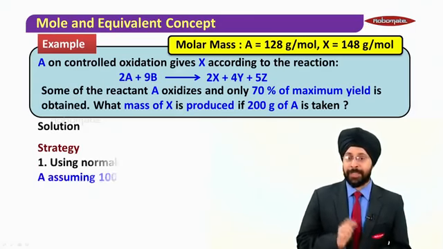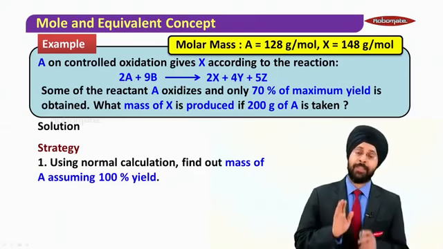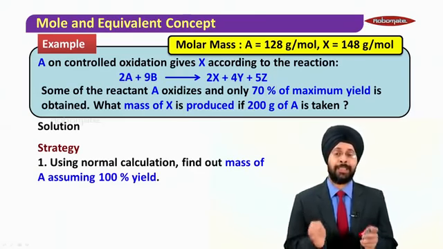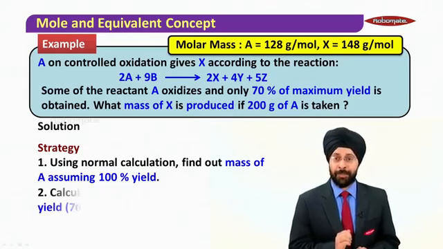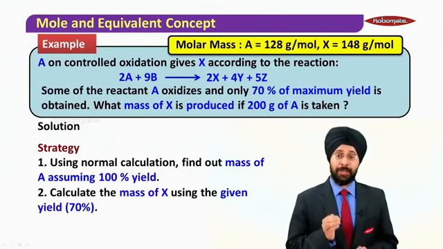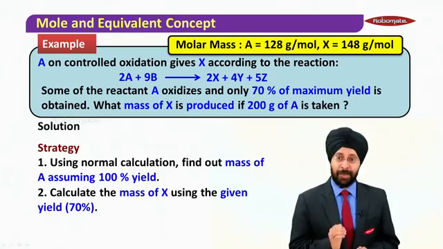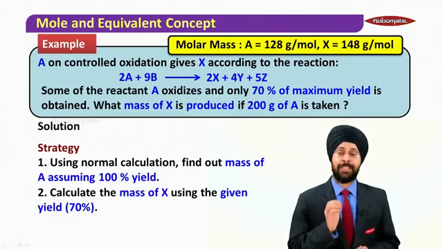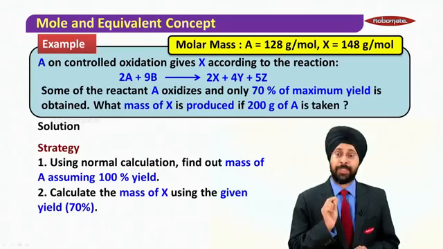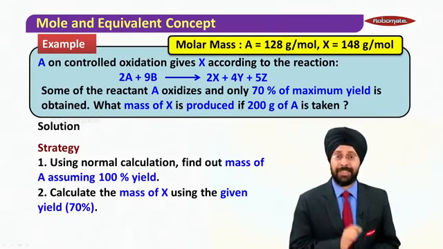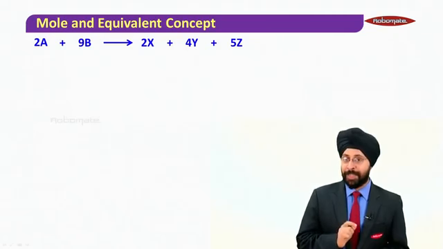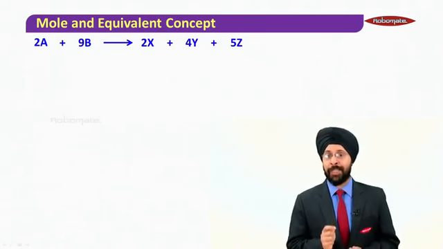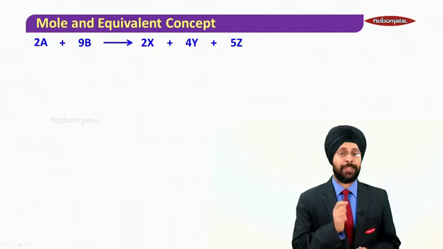Now, what should be a strategy? सबसे पहले normal calculate करते हैं. हम मान के चलते हैं ना कि 100% yield है and let us find out how much mass of X that we can produce. And then using the mass of X that we have calculated, we will calculate the actual mass by using the percentage yield 70%. So let us see how we do it. We write down the stoichiometry of the reaction. 2A plus 9B gives you 2X plus 4Y plus 5Z.